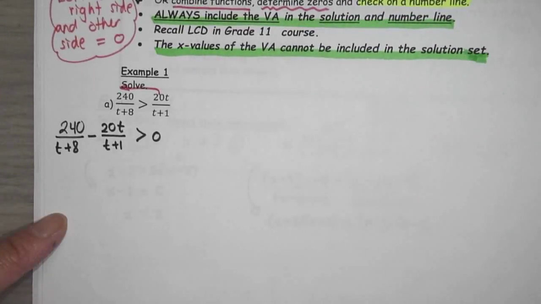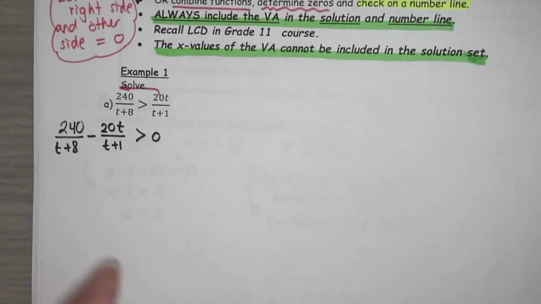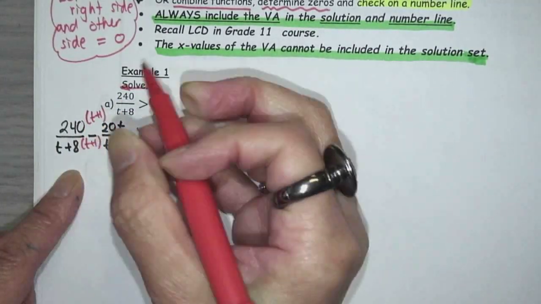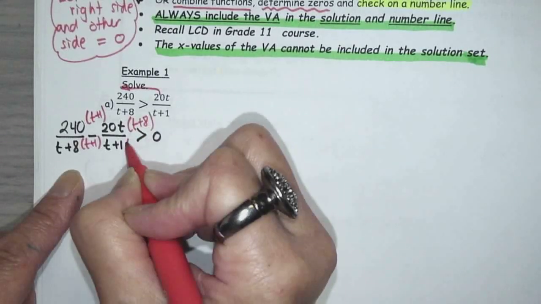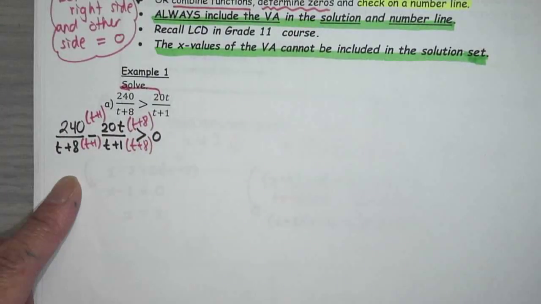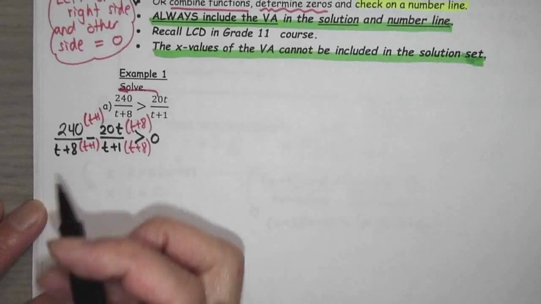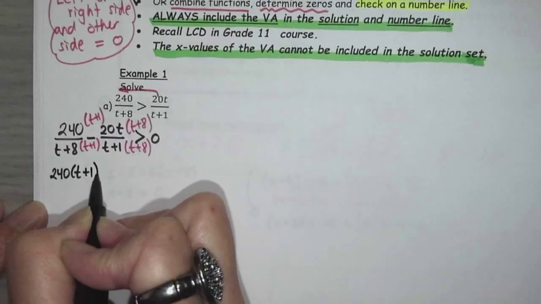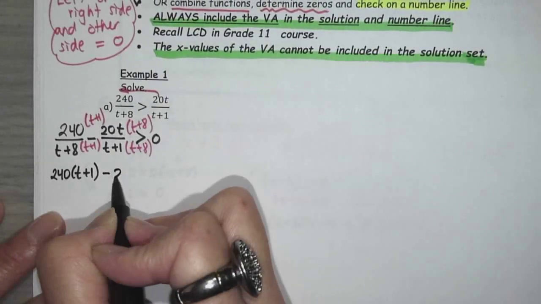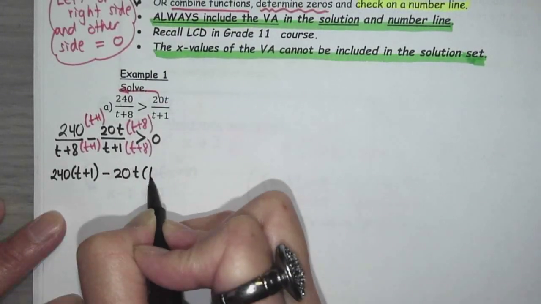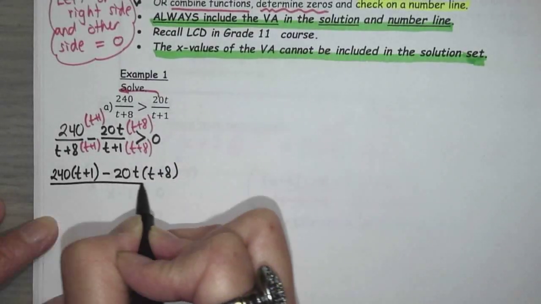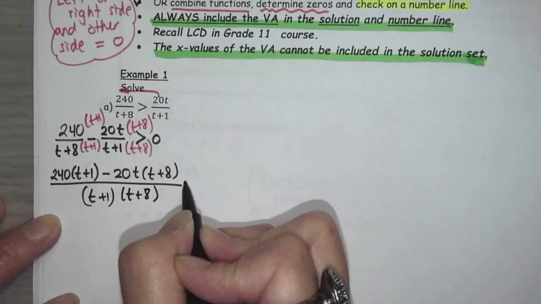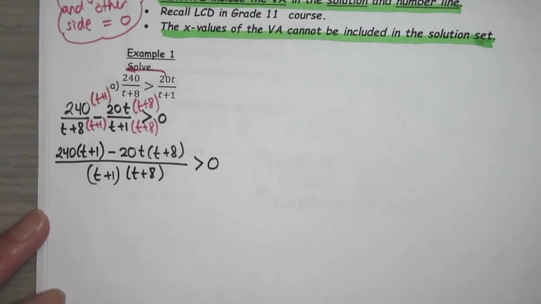Okay. We're going to do lowest common denominator, just like we learned in grade 11, so this still holds true. T plus 1, t plus 1. You don't have to show me this, but for your notes, I'm going t plus 8, t plus 8. Then the next line that you would show me, you'd go 240, t plus 1. You might do this a little faster. Minus 20t times t plus 8 all over t plus 1. T plus 8 greater than 0. Is that okay?